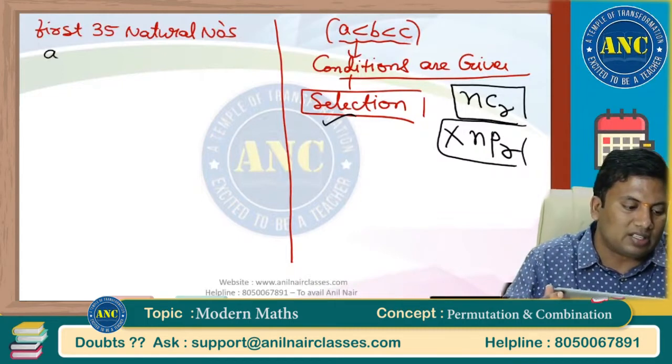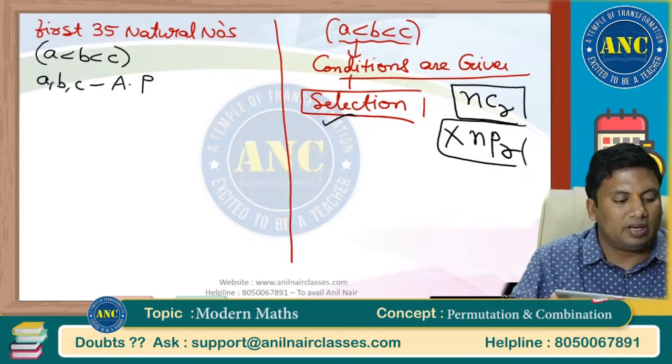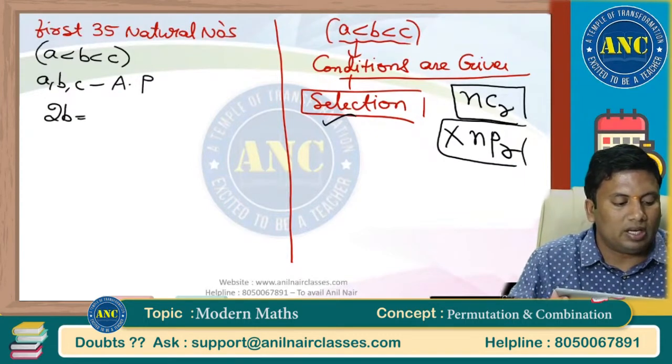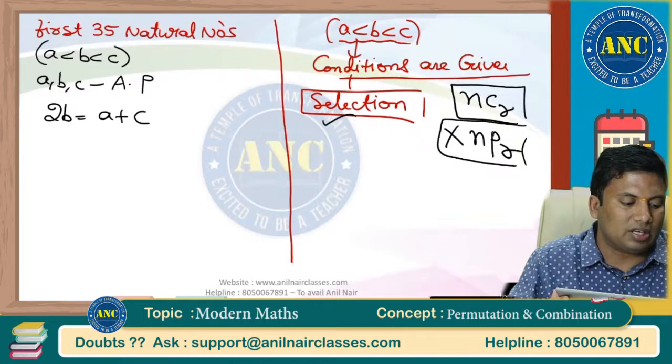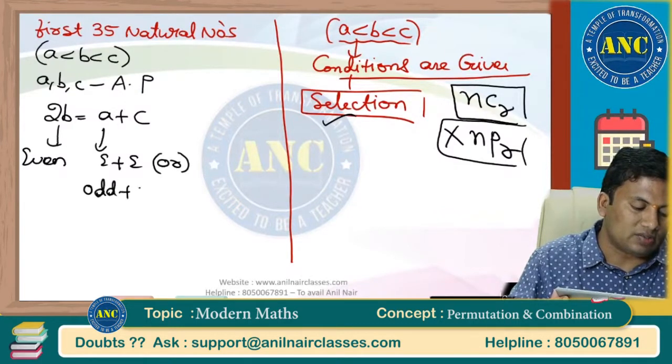Please try to answer this question orally. A less than B less than C, such that A, B, C are in arithmetic progression. If they are in arithmetic progression, 2b is equivalent to a plus c. 2b is an even number, so a plus c is even. Even plus even, or odd plus odd. Two cases will come.